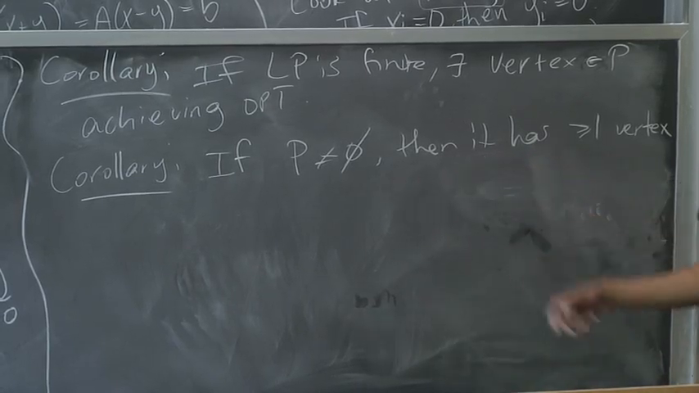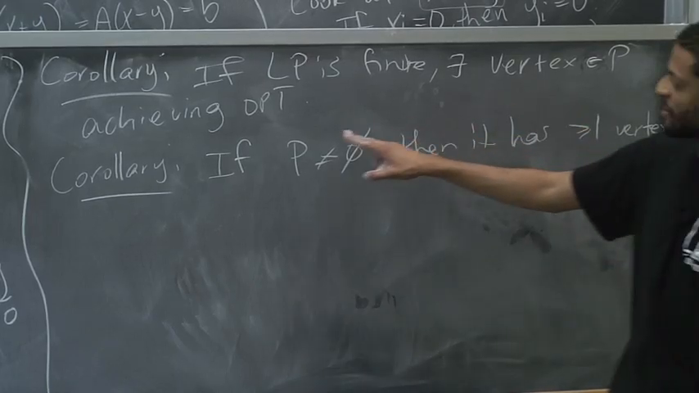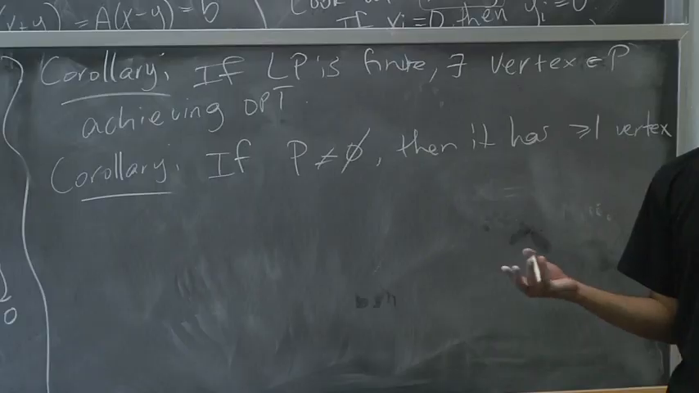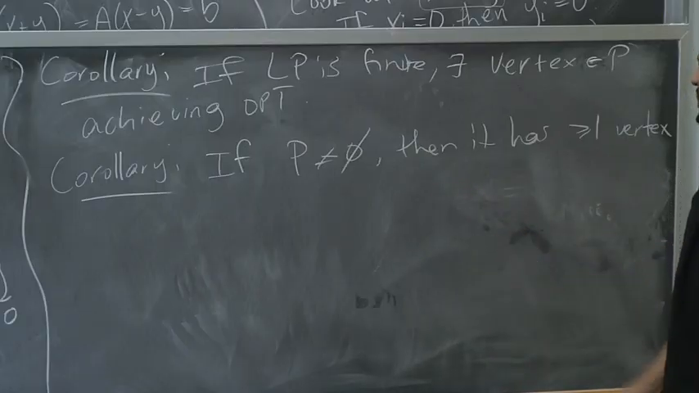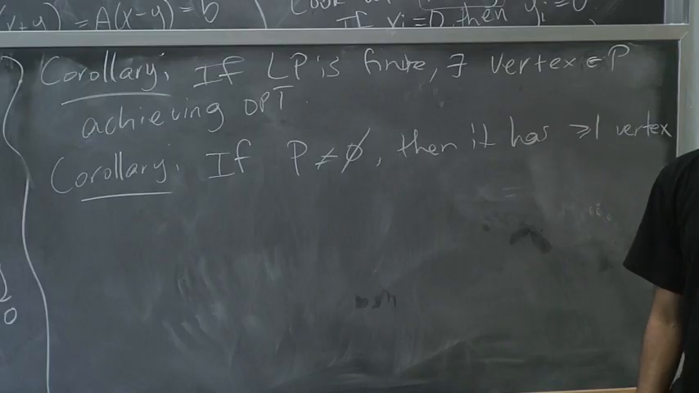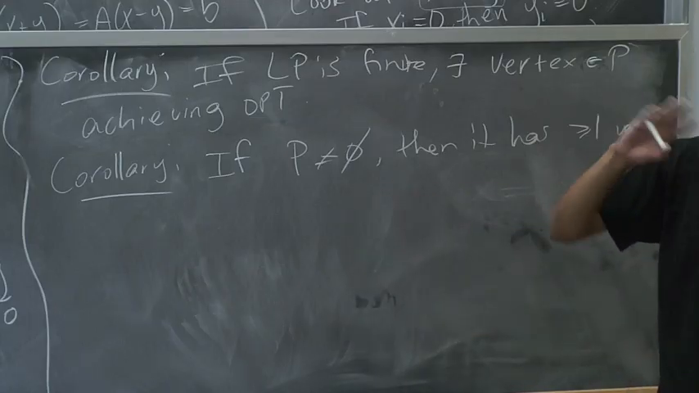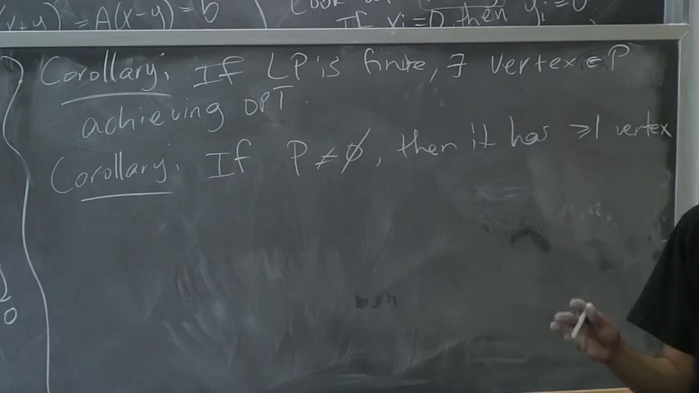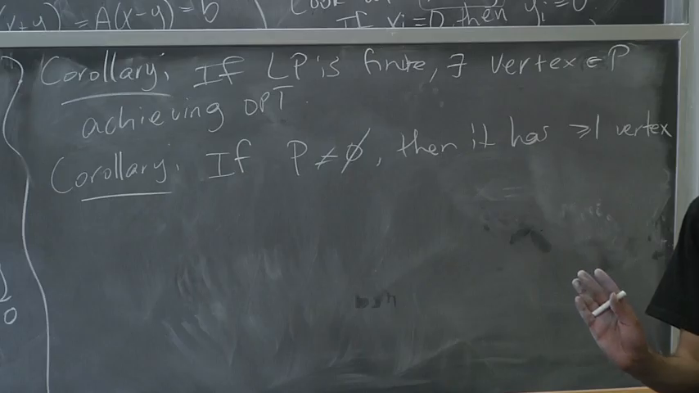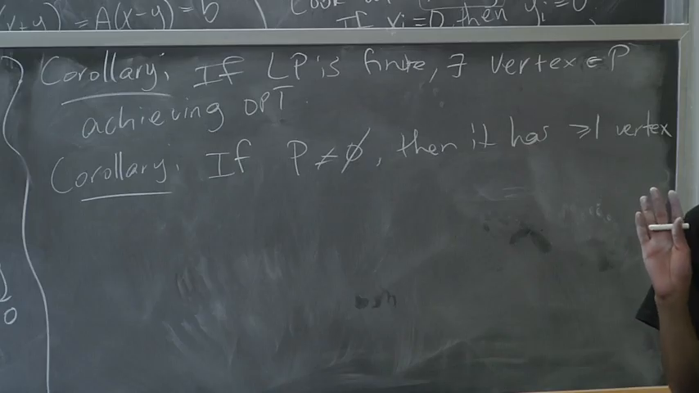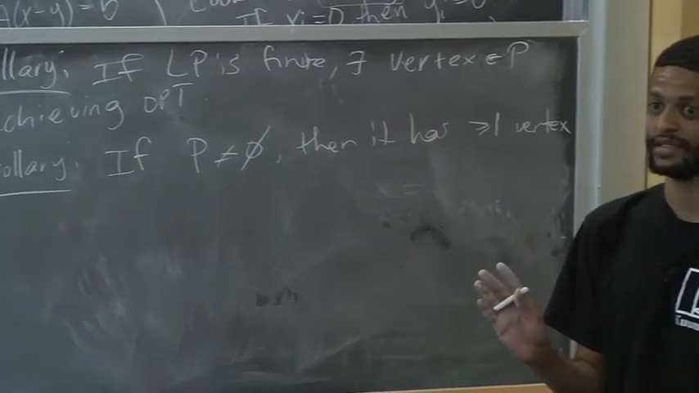There's no objective function here anymore, right? So achieving opt means that C transpose X is minimized at some vertex. If P is not empty, then why does it have at least one vertex? Better for what? There's no objective function here. I'm just saying, if I give you constraints of the form AX equals B, X is at least 0, there's no objective function. I'm saying that this set has at least one vertex. Right? Vertices are defined in terms of P. They're not defined in terms of objective functions.